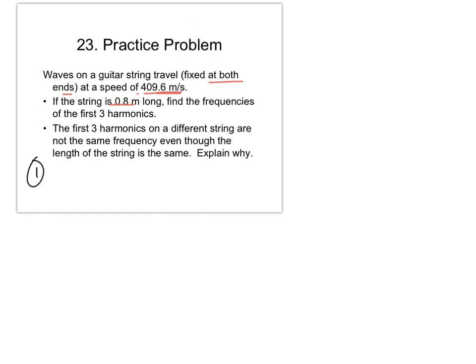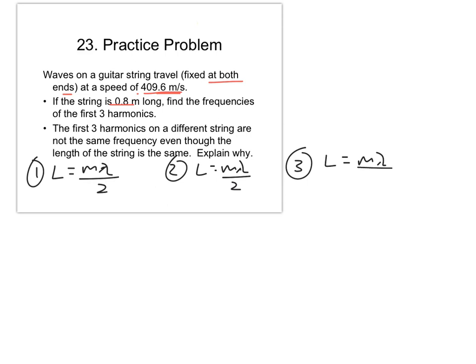So where I'm going to start is I'm going to start with our equation that allows us to find the wavelength that will create standing waves on this string. And that equation is L equals m lambda over 2. So we're going to use that to start for each of these scenarios, the first, the second, and the third harmonic. And what's going to change each time is that m value, because that m value is the harmonic number.